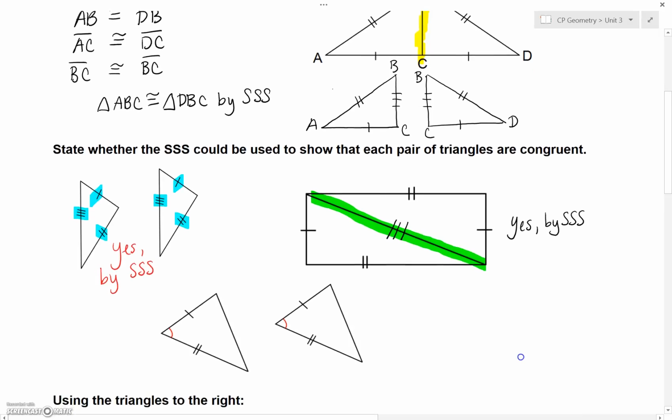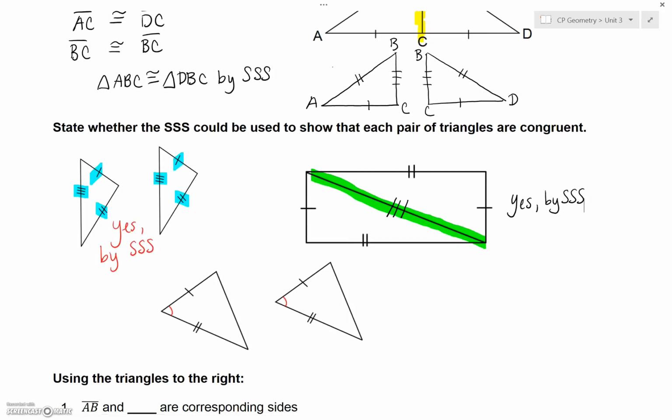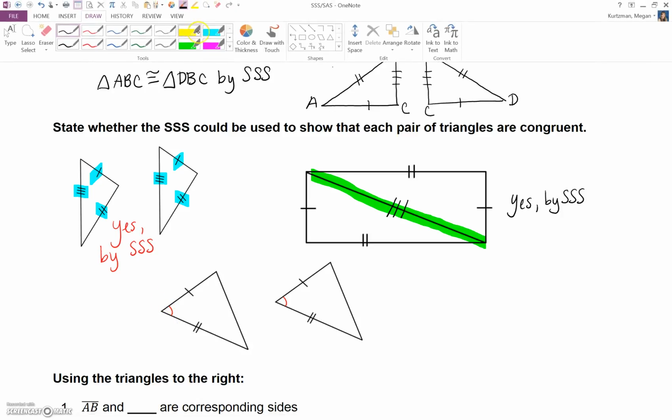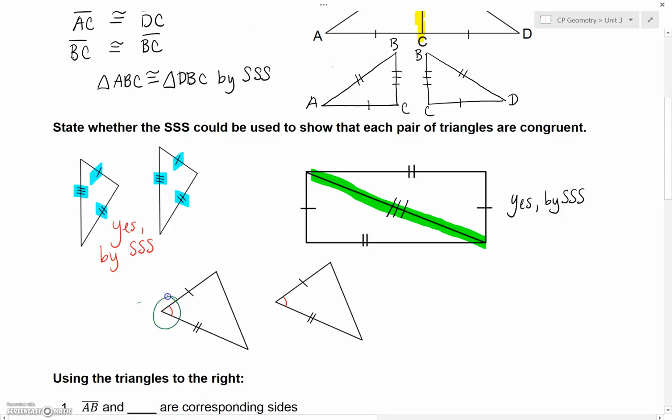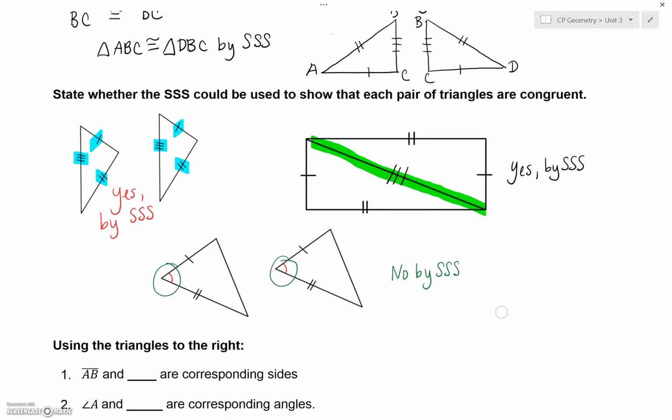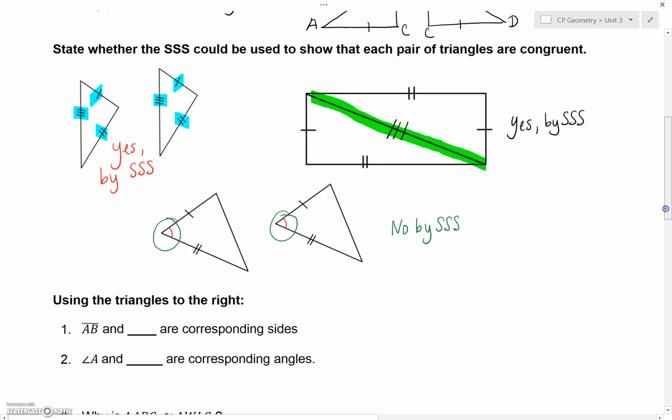If we look at our last pair of triangles over here, I'm only seeing 2 pairs of congruent tick marks. I am seeing the red angle markings right here, but I'm not seeing a third pair of congruent segments. So right now, we would need to say no by side, side, side, but we will learn in a couple of minutes that these may or may not be congruent by another way to prove triangles to be congruent. Okay.